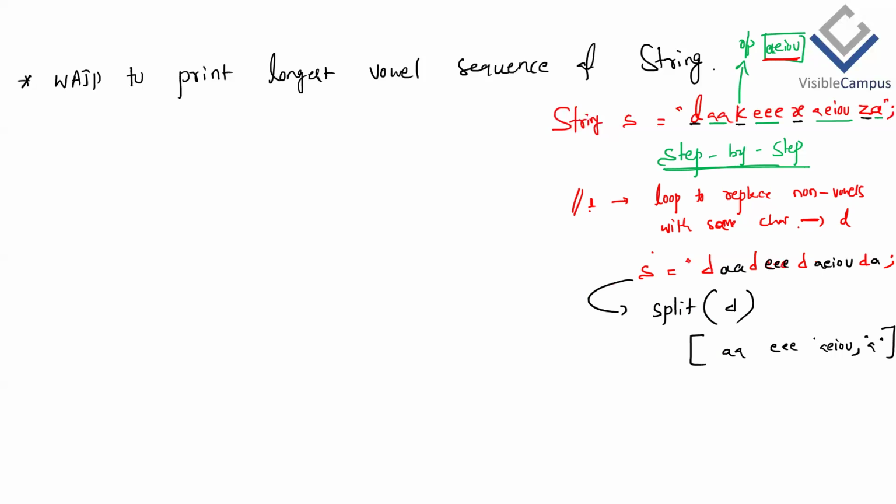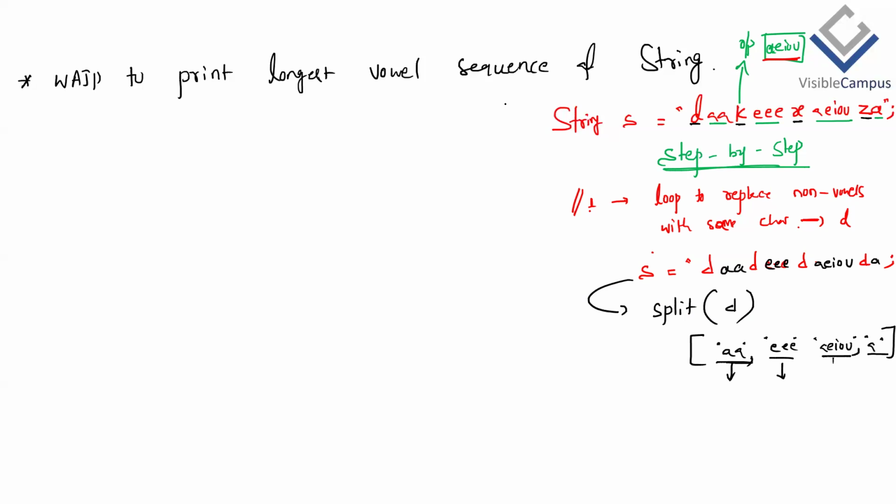Once we get this, we can get the longest vowel sequence with the length method. First I'll find the length of the first string, then the second length. If the second is bigger than the first one, we'll swap the value. Then if the next one is bigger than the previous, we'll swap the value. If we check up to the end of the array, we'll finally print the biggest element. Understood? So now we know how to replace, how to split, and how to use the length method. Now let us write the Java code for this.